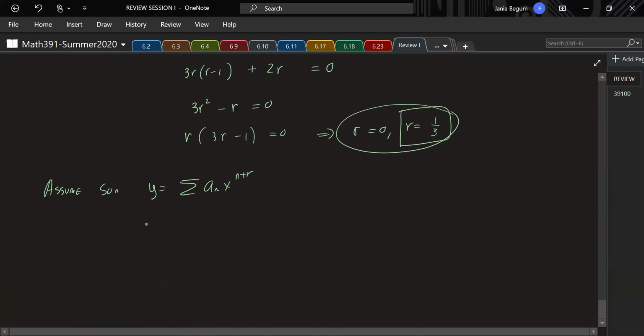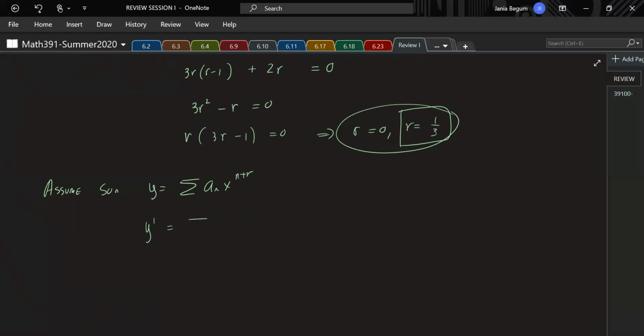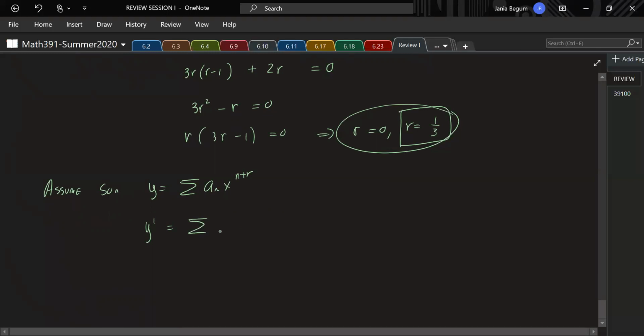So we have y prime, which is the sum from a_n x to the, oh, sorry. Bring down the power, n plus r, a_n x^(n+r-1). And then the second derivative is going to be the sum of (n+r)(n+r-1) a_n x^(n+r-2). All right, so you have to be extra careful on that, right? Okay, now is the fun part.